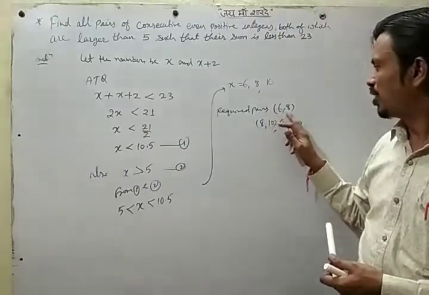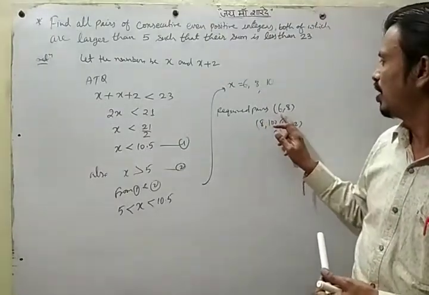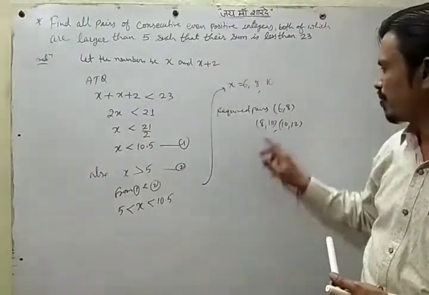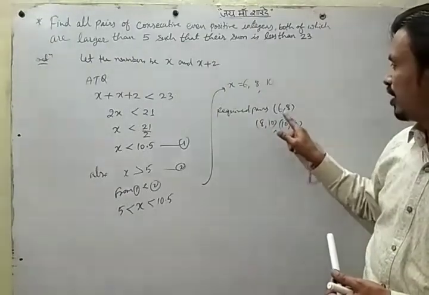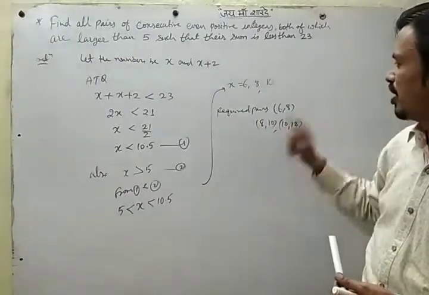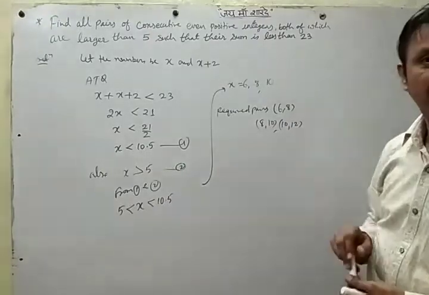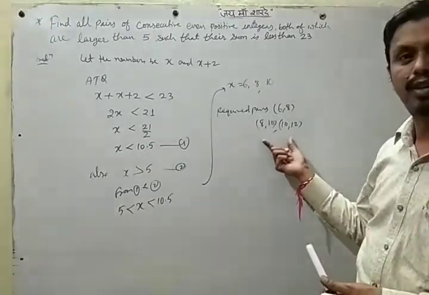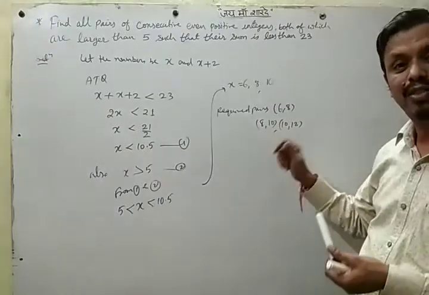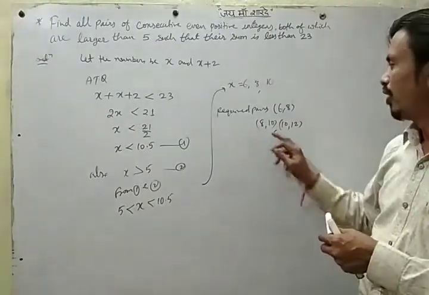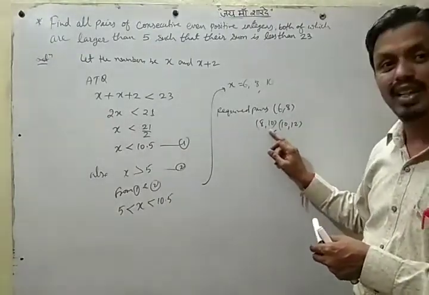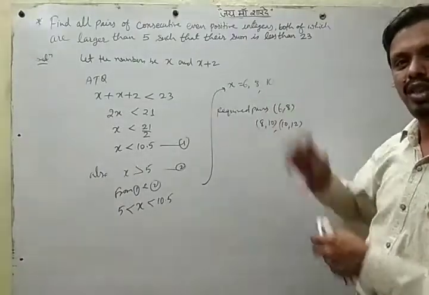See, both are greater than 5, and their sums are 14, 18, 22, all less than 23. So these are the pairs of two consecutive even positive integers in which the sum is less than 23 and both are more than 5.